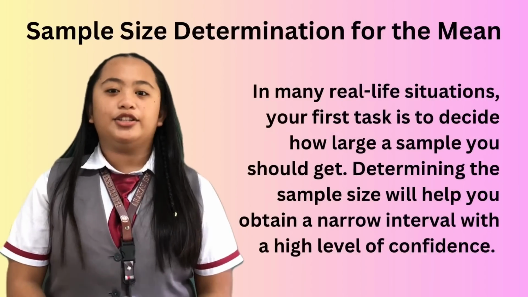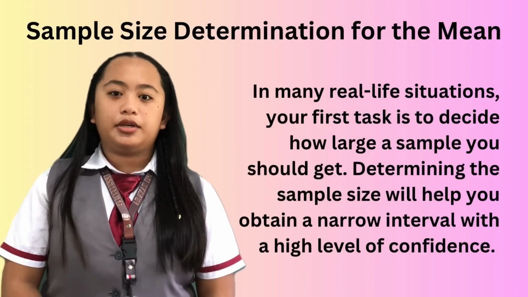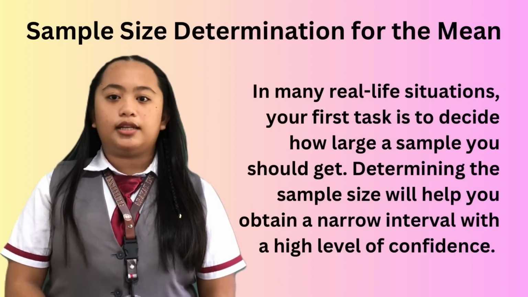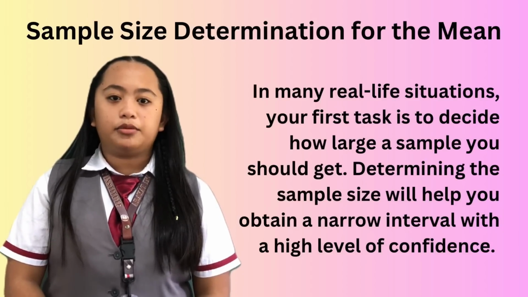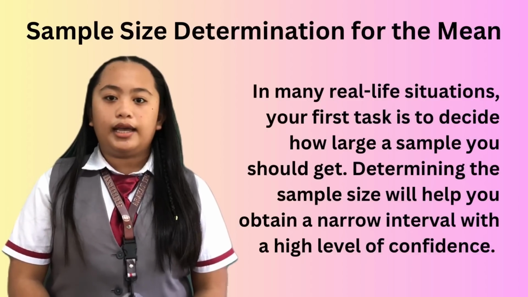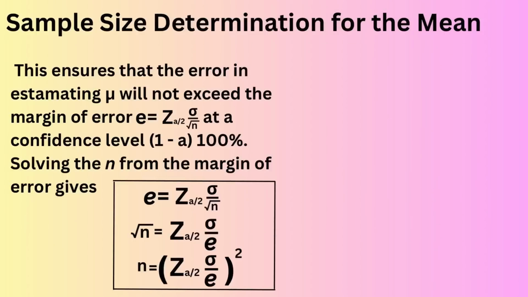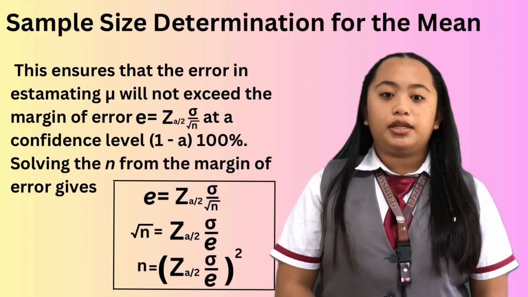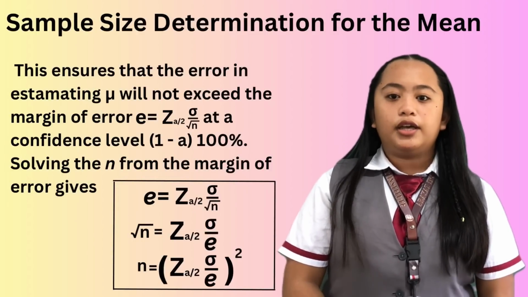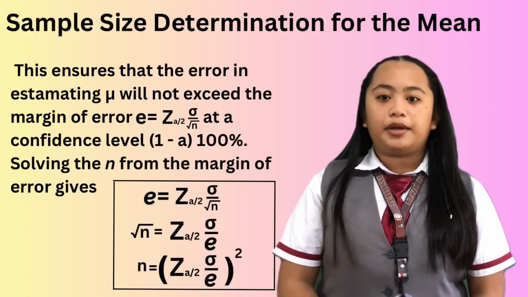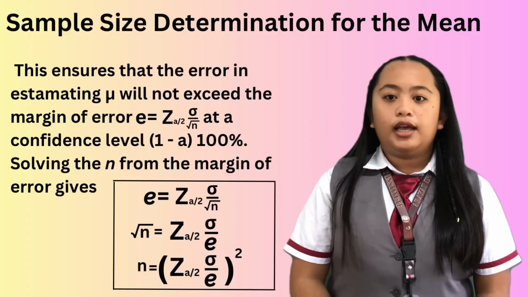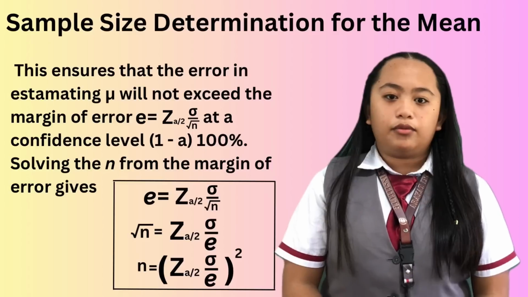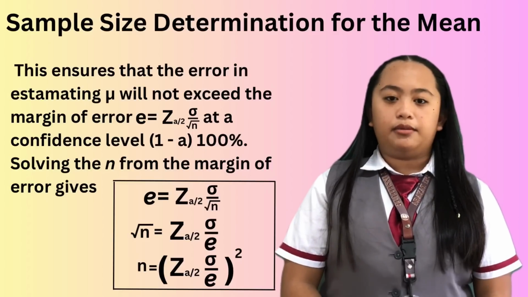Sample size determination for the mean. In many real-life situations, your first task is to decide how large a sample you should get. Determining the sample size will help you obtain a narrow interval with a high level of confidence. This ensures that the error in estimating the mean will not exceed the margin of error E equals z sub α over 2 multiplied by sigma over the square root of n at a confidence level of (1 minus α) multiplied by 100%.